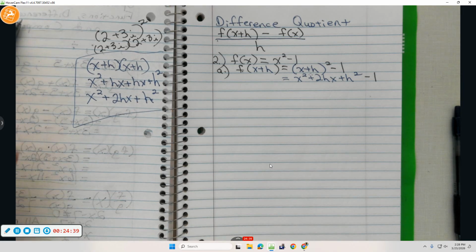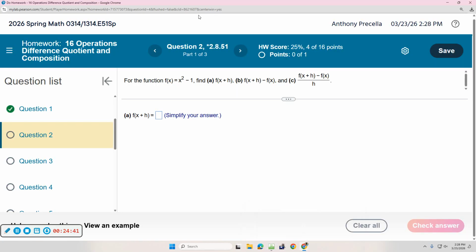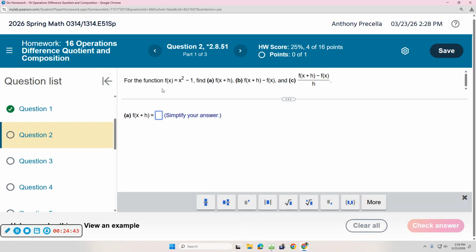I may as well flip over and type it in before I get timed out. X squared plus 2hx plus h squared minus 1.